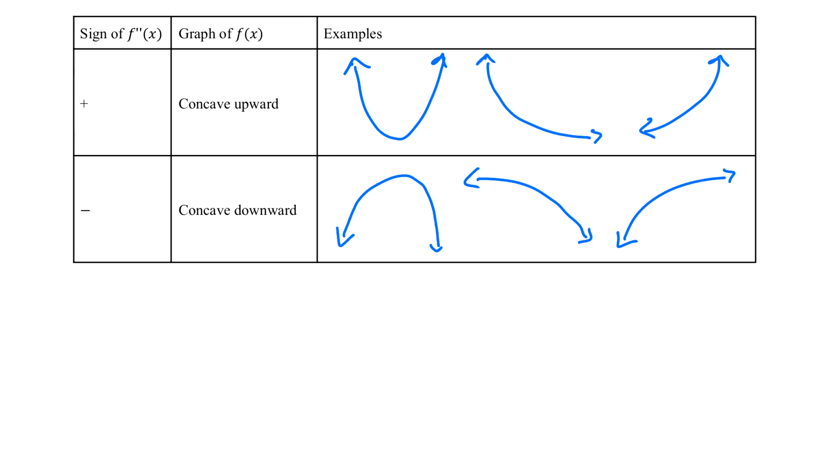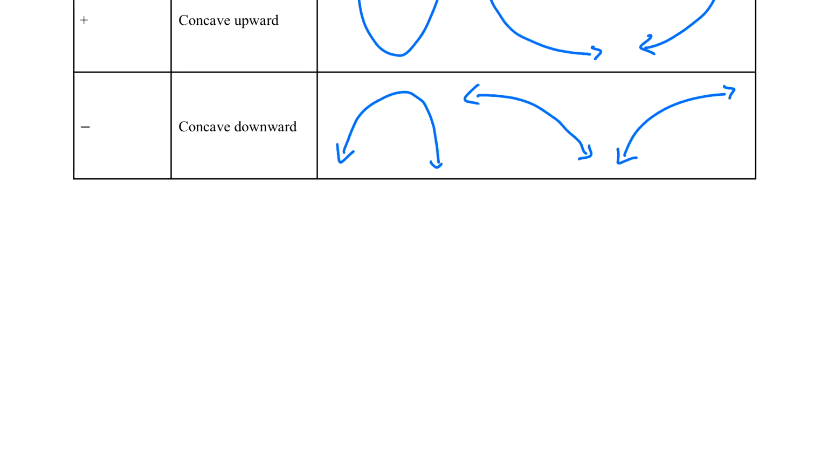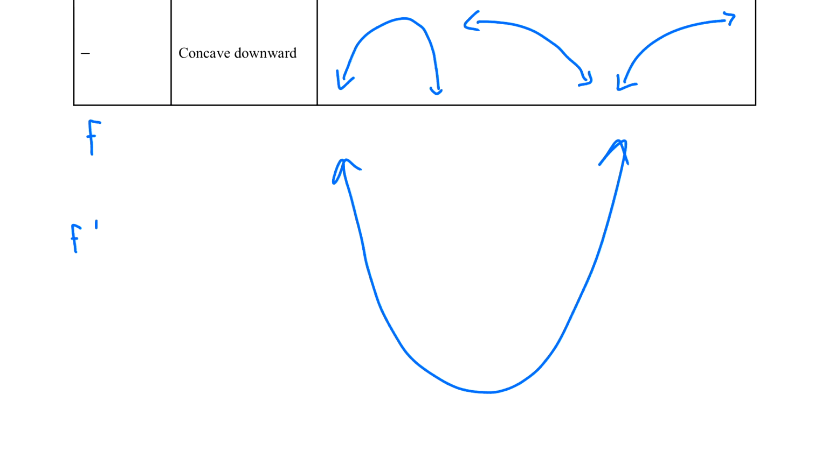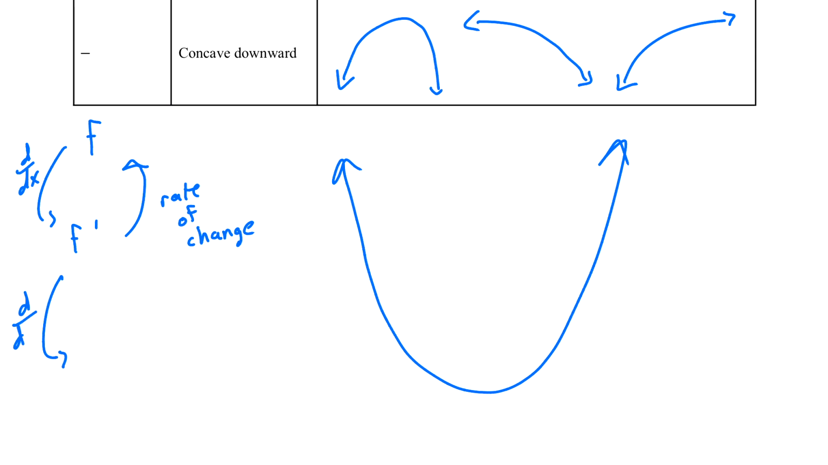And in order to see why the sign of f double prime of x tells us this, I think if we take, say, for example, the graph of y equals x squared. This is a really nice example here, and I'm actually going to draw it a little bit bigger. So remember that when we take our derivative, f prime tells us the rate of change of our function. And if I were to take the derivative a second time, I would end up with f double prime of x. Well, that would tell me the rate of change of the first derivative. It would tell me the rate of change of f prime.